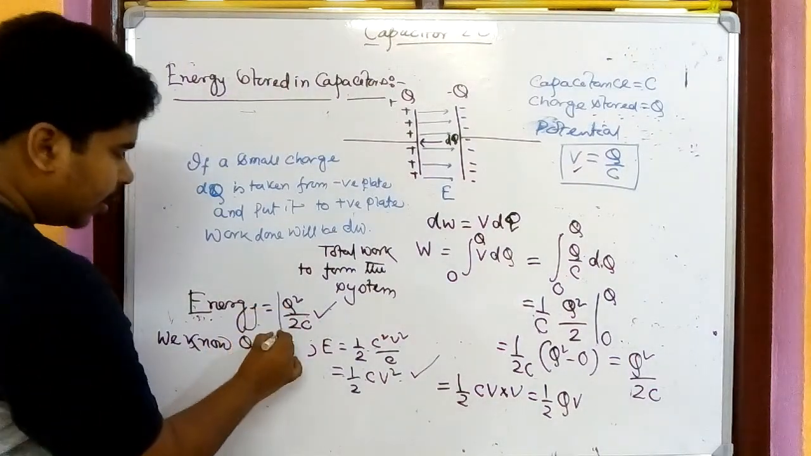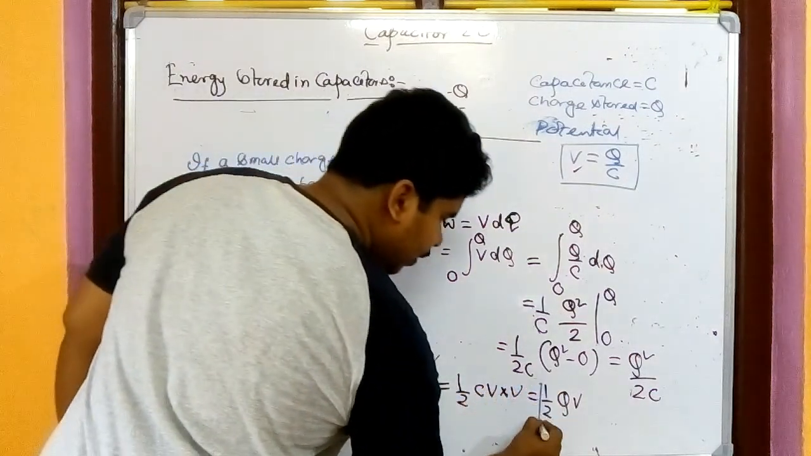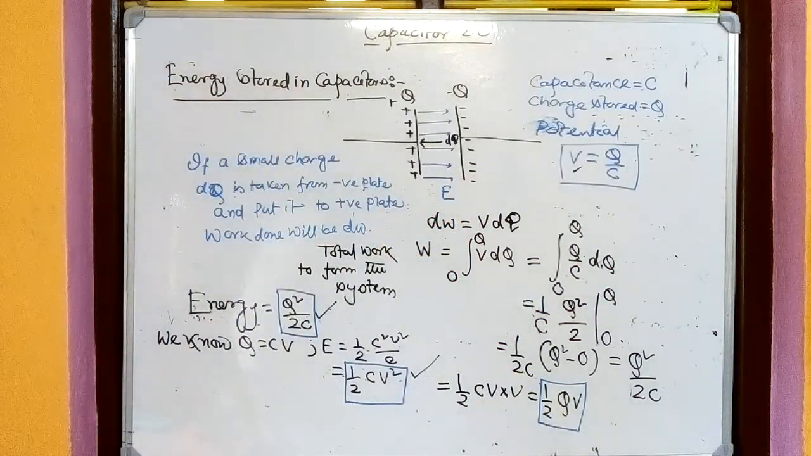These three, number one, number two, and number three, are the equations of energy stored in a capacitor. As per the information given to us, depending on that we can find the energy. I think it is clear enough.